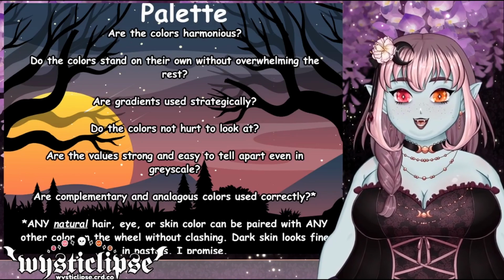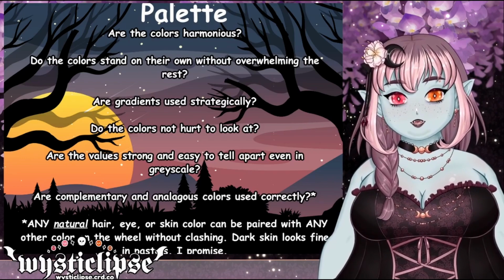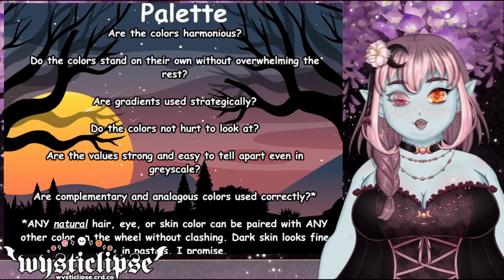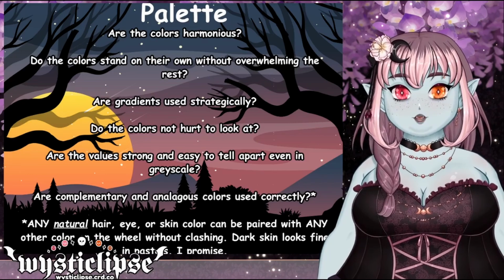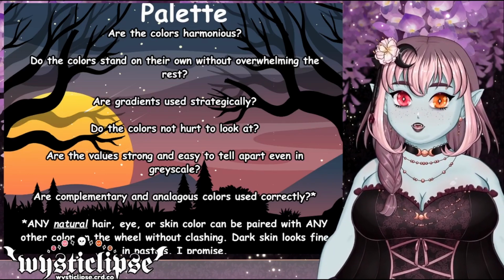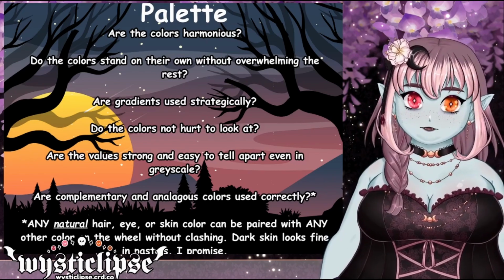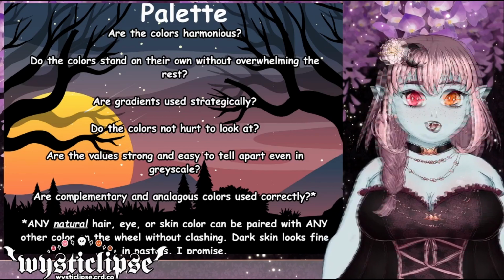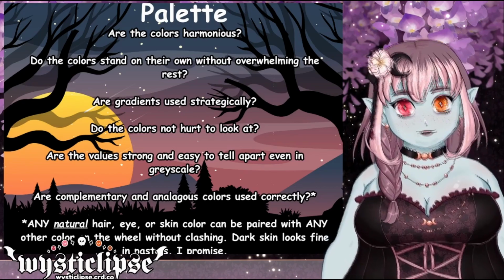Are complementary and analogous colors used correctly? Complementary colors are colors that are opposite of each other on the color wheel. And analogous colors are colors that are next to each other on the color wheel. For example, pink and green, or red and green, are complementary colors, whereas green and blue are analogous colors. They work together to create a very harmonious look. You can pretty much never go wrong by pairing complementary and analogous colors together.